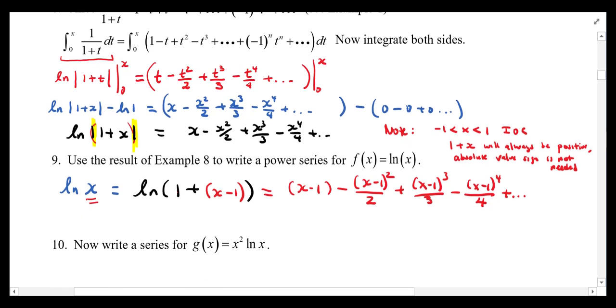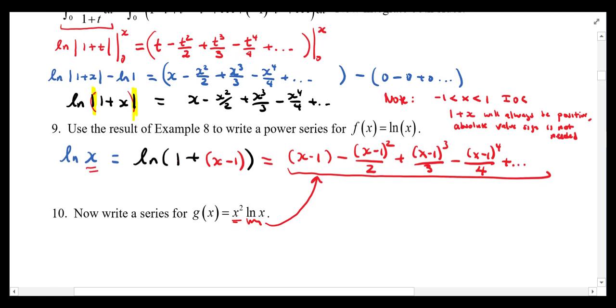And for number 10 now, I can ask you to write a series for g of x. In this case, g of x is just x squared times ln of x. Well, x squared is fine, that's the polynomial, no problem, but ln x now is actually this expression that you had from above. So if I ask you for g of x now, which is just equal to x squared times ln x, I'm going to take each of those terms that I just did above, highlight them, and multiply each of those by, that's right, x squared.